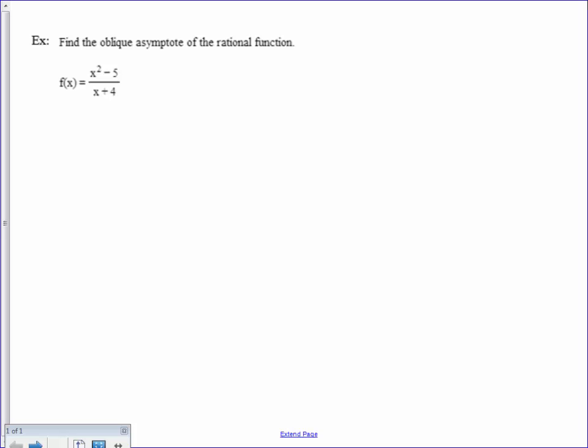In this example, I will show you how to find an oblique asymptote. An oblique asymptote occurs only if the degree of the numerator is larger than the degree of the denominator. Notice in this situation that the degree of the numerator is 2 and the degree of the denominator is an understood 1, since that x is to the first power. So oblique asymptotes only occur if the top degree is larger than the bottom degree.